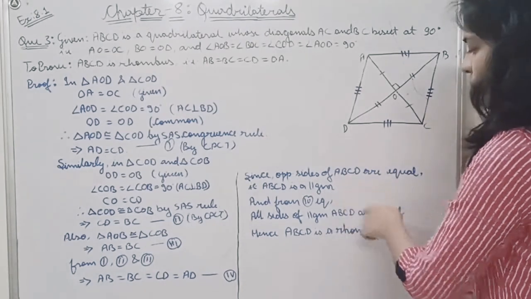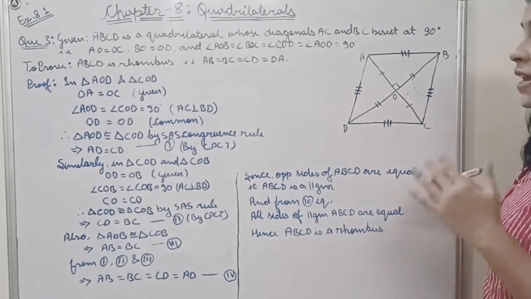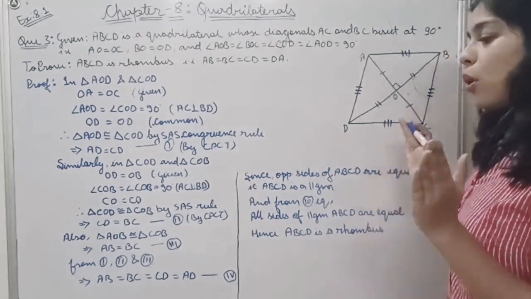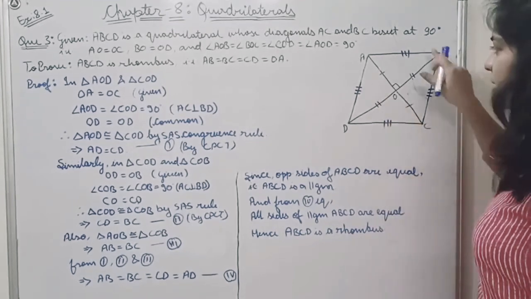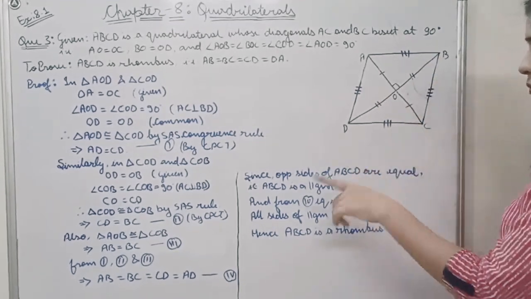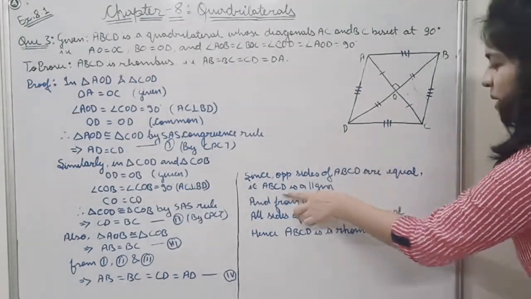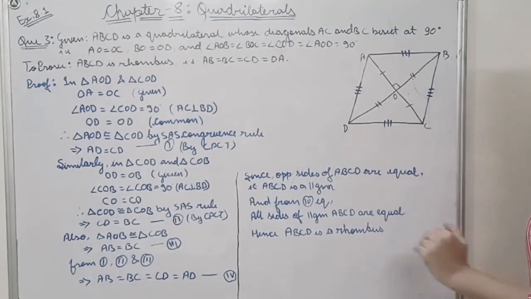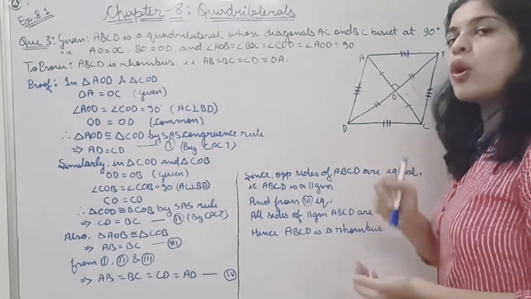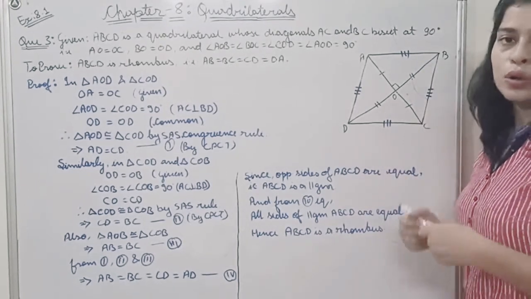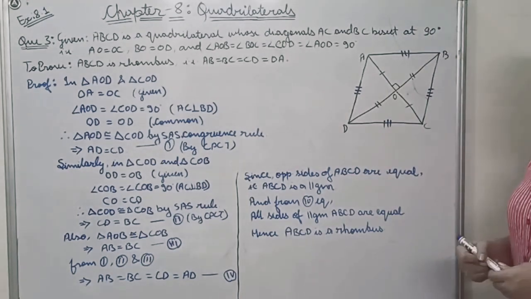This is one of the properties of the parallelogram, theorem 8.2, I must say 8.3, that if in a quadrilateral each pair of opposite sides is equal, then it is a parallelogram. Hence, ABCD is a parallelogram. Now, from the fourth equation, we can say that ABCD is a parallelogram in which all the sides are equal. So a parallelogram in which all the sides are equal is a rhombus. Hence ABCD is a rhombus. Thank you.